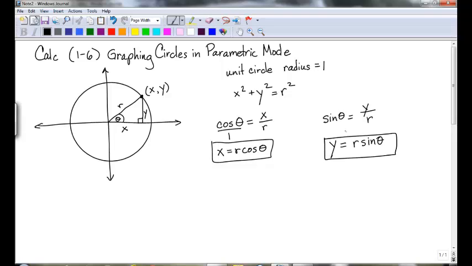We did them when we did polar graphing. Remember when we did the cardioids, the lemniscates, all of those? Those are two formulas that you can use to convert from the rectangular to the polar back and forth.